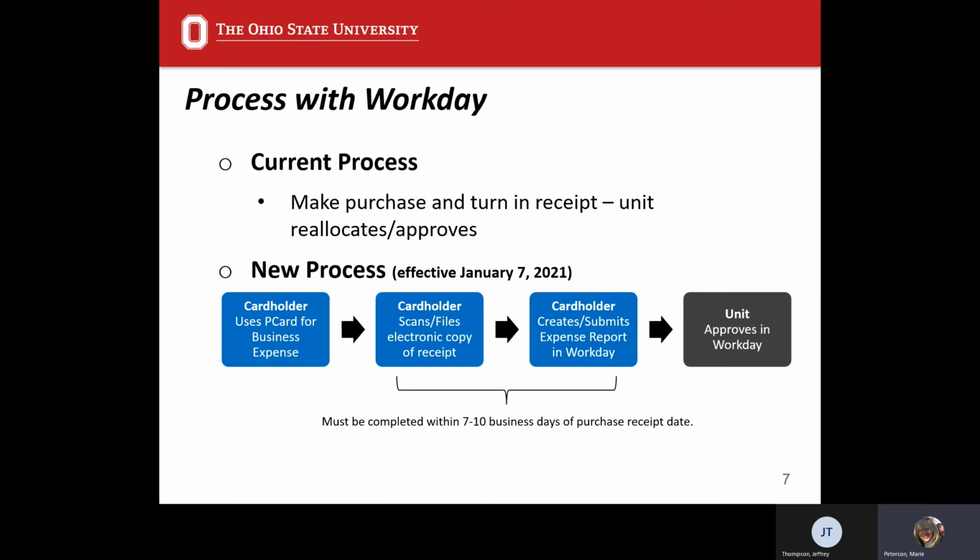In future state, again, effective January 7th, you'll make an appropriate business purchase, noting again that if it is for a travel expense, a spend authorization must be approved before the purchase is made. Next, you'll scan an electronic copy of the itemized receipt, and you want to store the scanned file in a location to easily access for the expense report. Within 7 to 10 business days of the purchase receipt date, you must create an expense report in Workday for that transaction. After the expense report is submitted, your unit will approve the transaction in Workday.